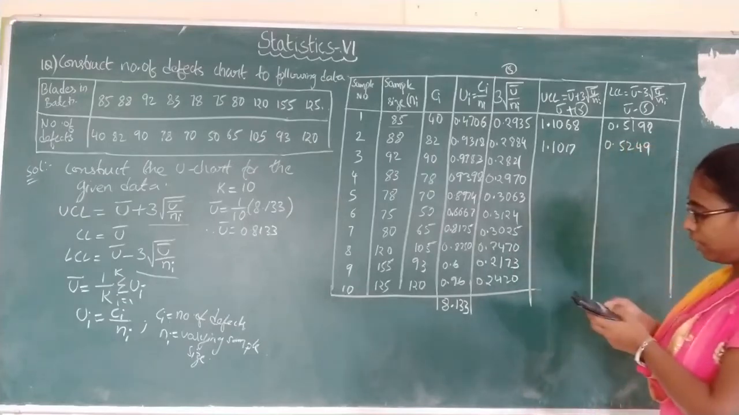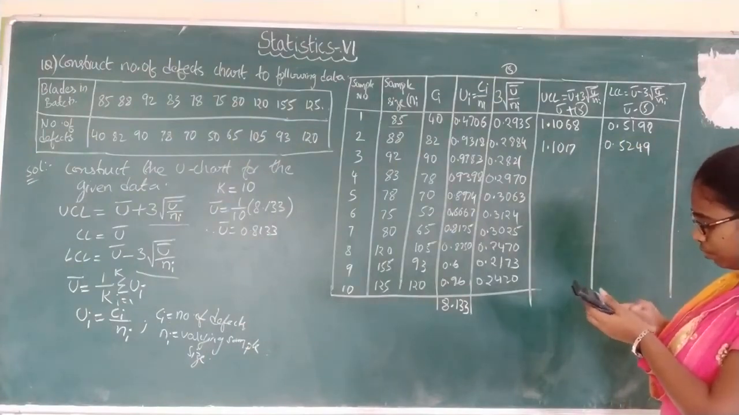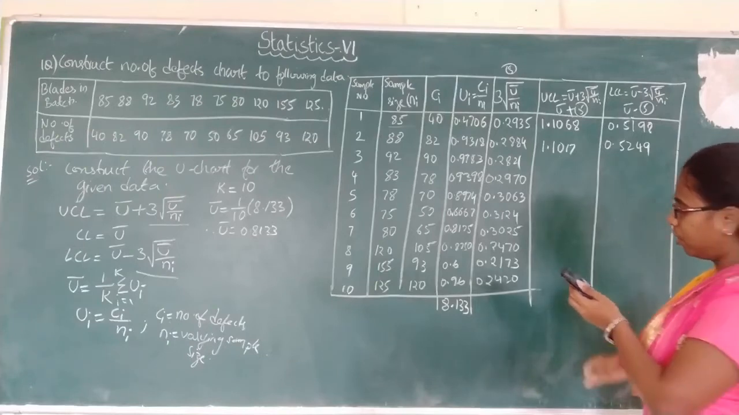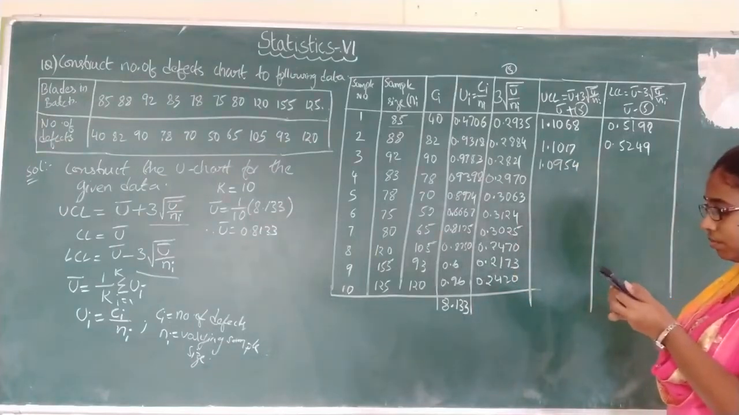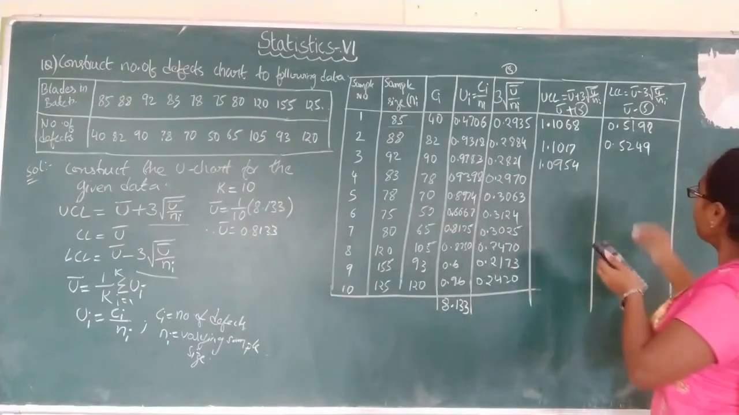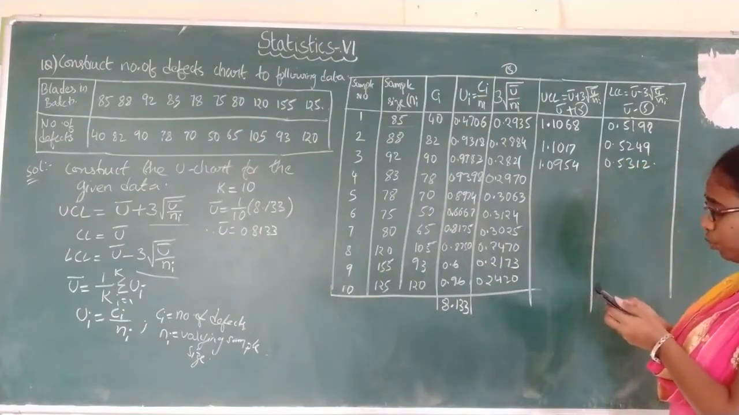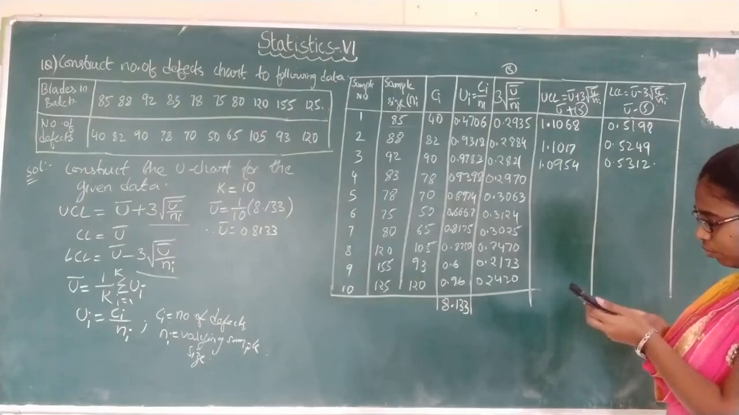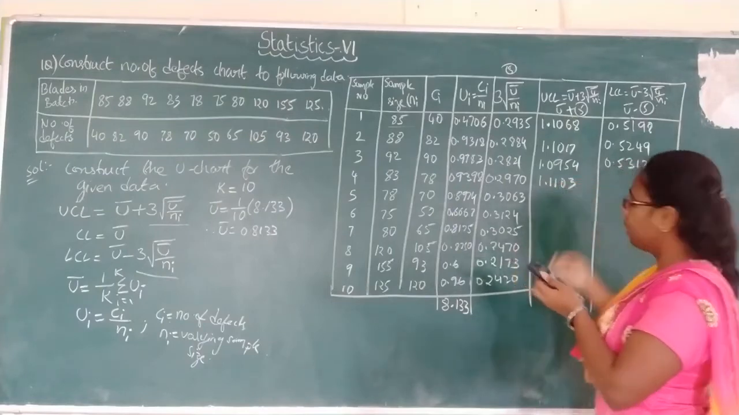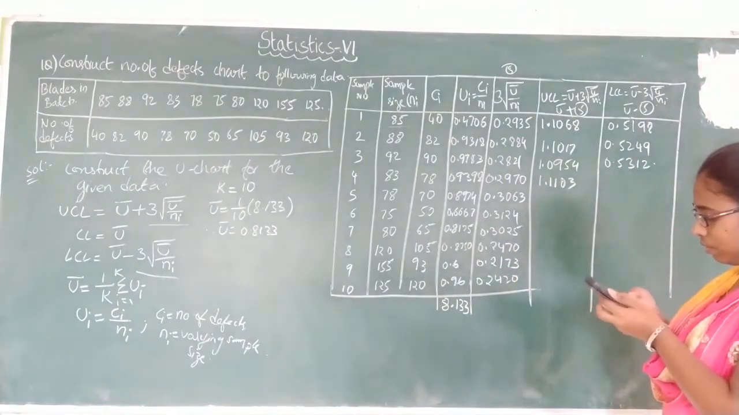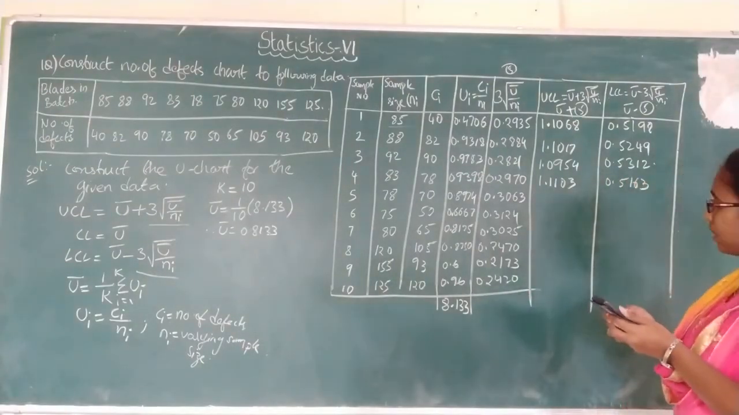Put minus in place of plus, you will get LCL value as 0.5249. Similarly, the next value 0.2821. So plus 0.2821 you will be getting as 1.0954. Now put minus, 0.5312. The next value is 0.2970 plus 0.2970. The answer is 1.1103. Similarly, put minus. You will get 0.5163.